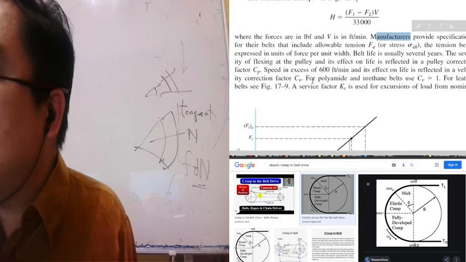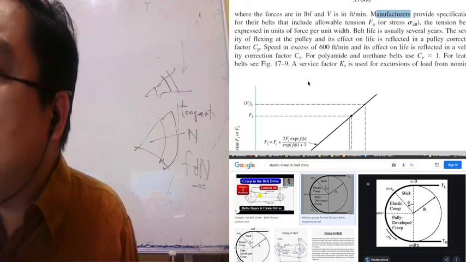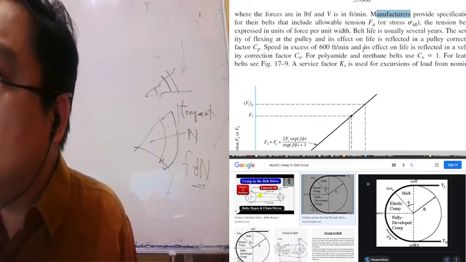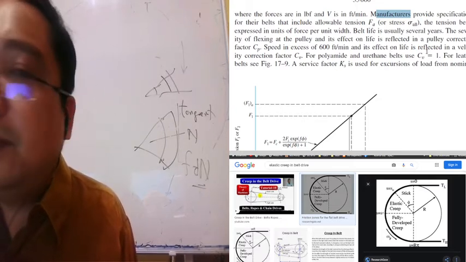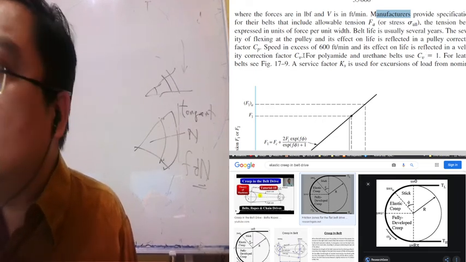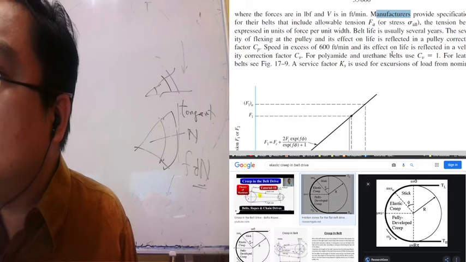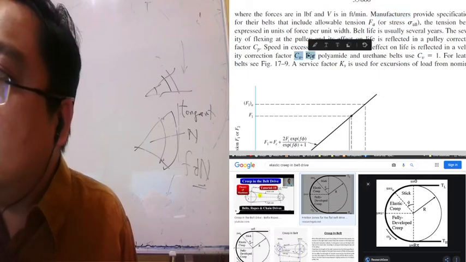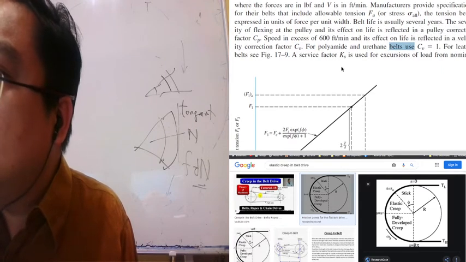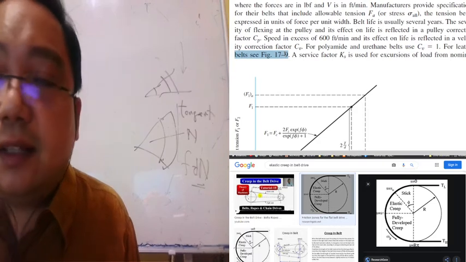They include the allowable tension FA, tension being expressed in units of force, with belt life usually several years. Stability of flexing of the pulley and its effect on life is reflected by the pulley correction factor. Speed in excess of 600 feet per minute and its effect on life is reflected by the velocity correction factor CV for polymer belts. Use CV equals 1 for leather belts. You have to see figure 17.9.